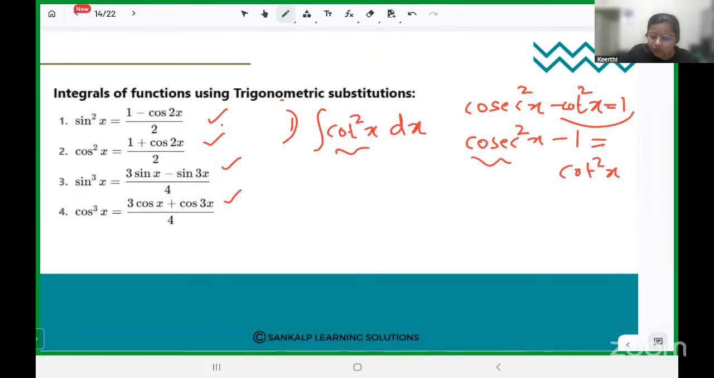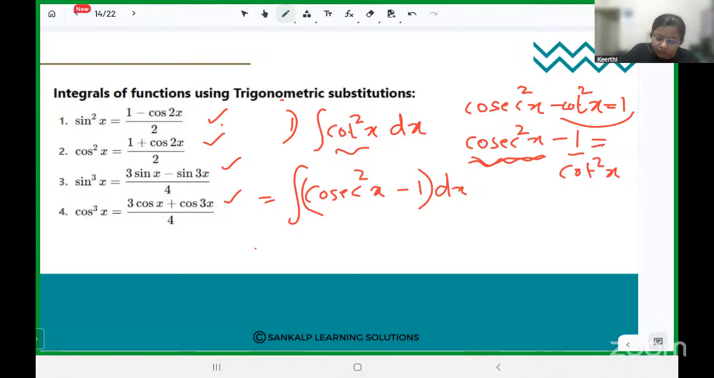And we know the integral of cosec square x as well as 1, isn't it? We studied it in the standard results. So we can substitute cot square x with the identity cosec square x minus 1. So this will become integral of cosec square x minus 1 into dx.